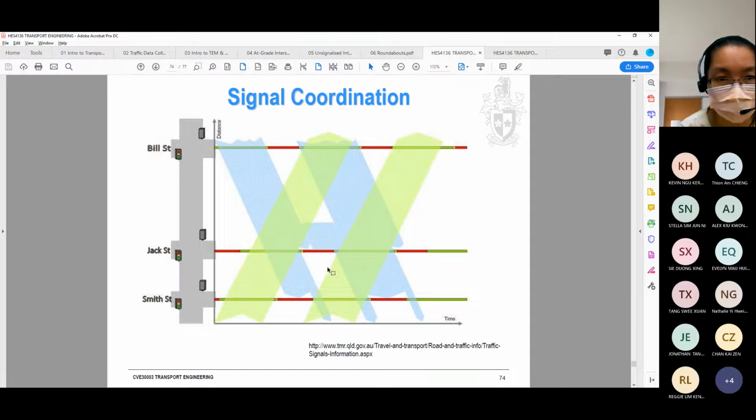Just now I said the timing diagram can be used for signal coordination. When we do signal coordination, the challenge is to allow as much green time as possible, so that drivers can drive through a few intersections on green, at least for the first few vehicles.